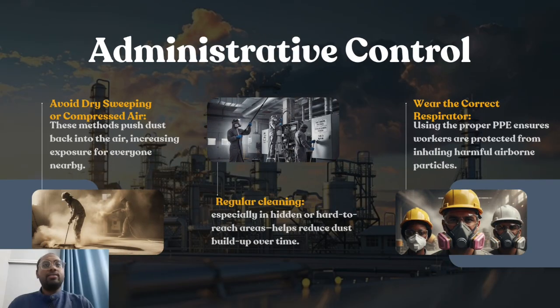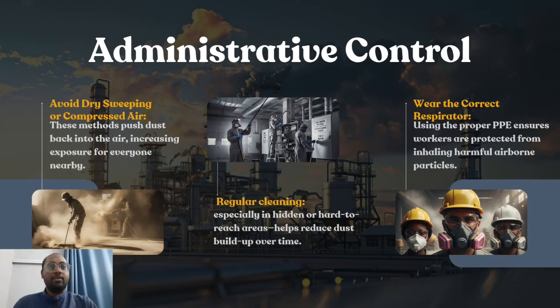The second control is administrative controls and PPE. In the workplace, workers should avoid dry sweeping or using compressed air because it spreads the dust further. Housekeeping must be consistent and the equipment must be serviced often. More importantly, workers must wear the correct respirator for protection.